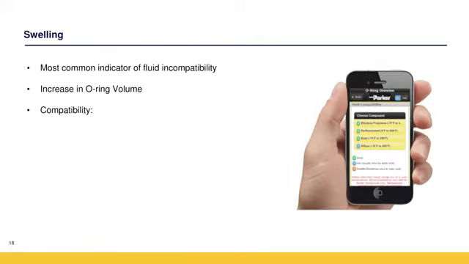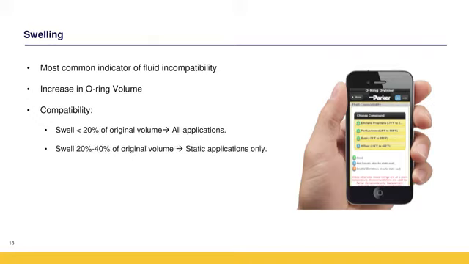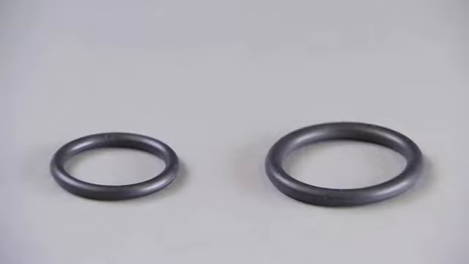Applying the fluid immersion data from a test report to an application will vary, but a good starting point is that if a material's swell is less than 20% of the original volume, the O-ring is compatible in both static and dynamic applications. When swell is greater than 20% but less than 40%, the O-ring is recommended just for static applications, and when the swell is greater than 40%, the O-ring is not recommended for any application. Shown in this example, we see that one O-ring is unchanged, meaning the material is compatible, while the other has swelled greatly, indicating it is not compatible with the fluid.